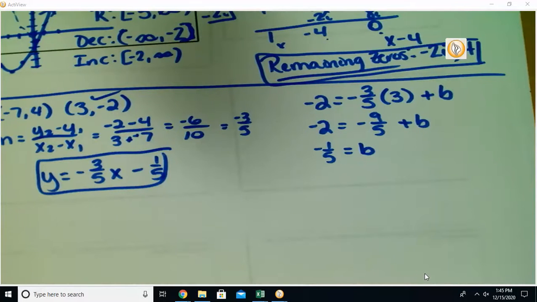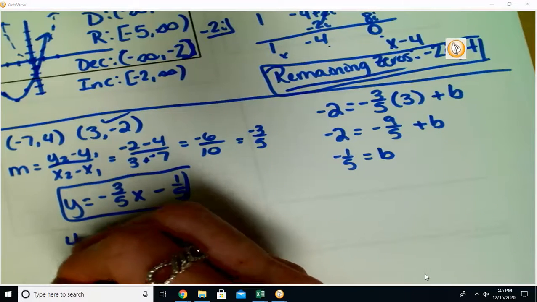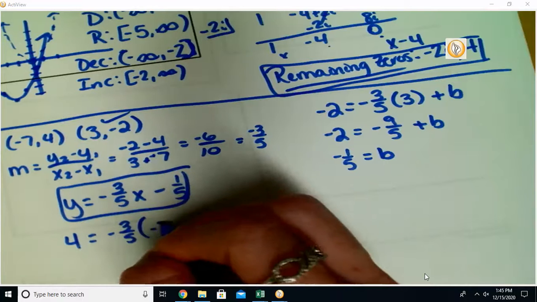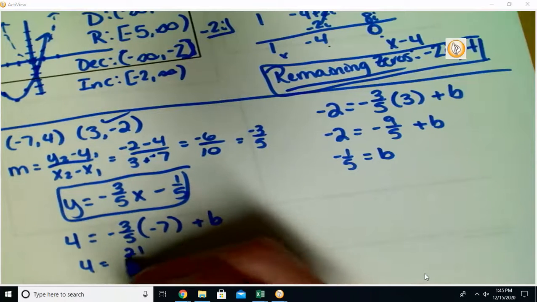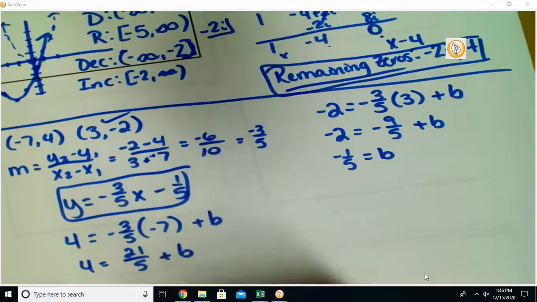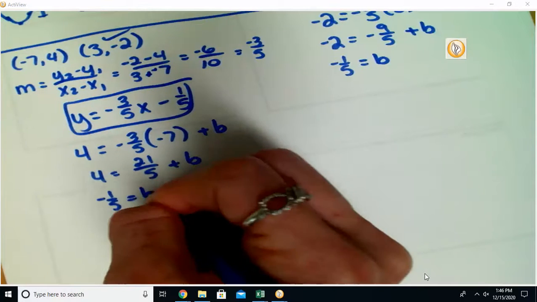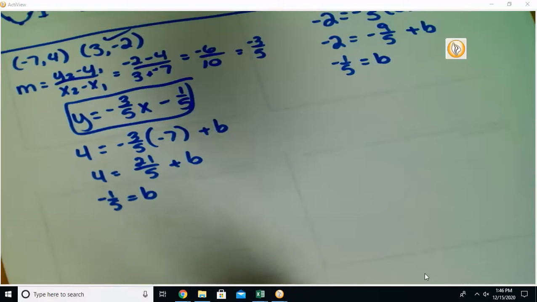3/5 times negative 7 plus b. Okay, so if you did the other point, your y was 4, your m is -3/5 times x plus b. So then if you subtract your 21/5, you should get a -1/5. There we go. Got it. Is that one alright?